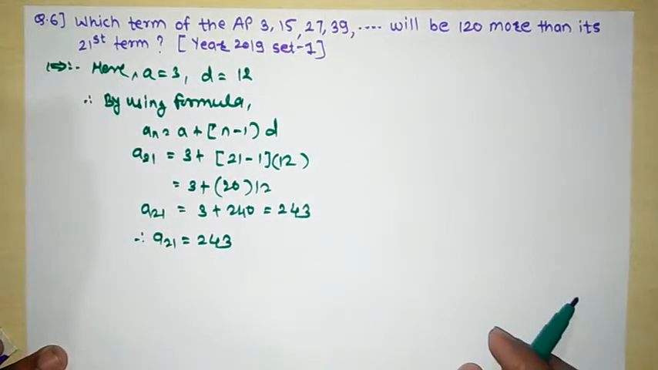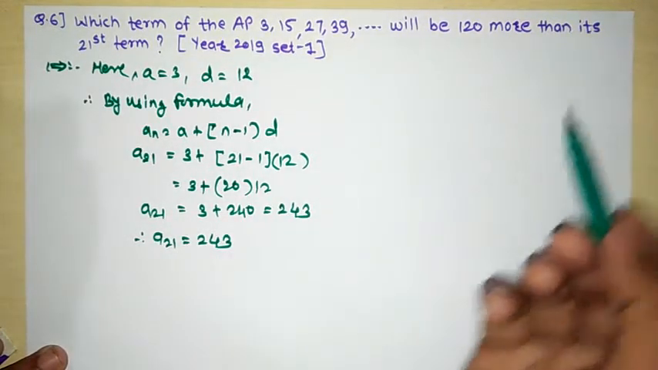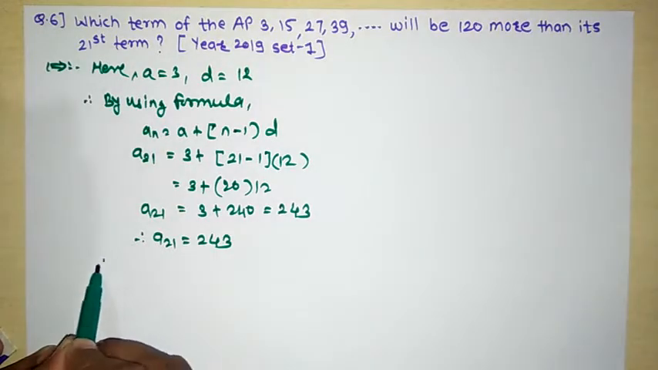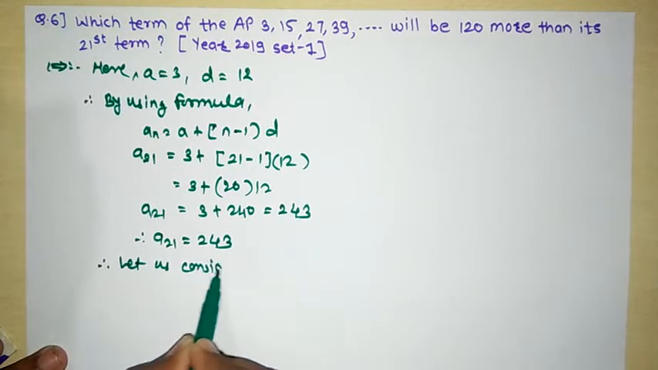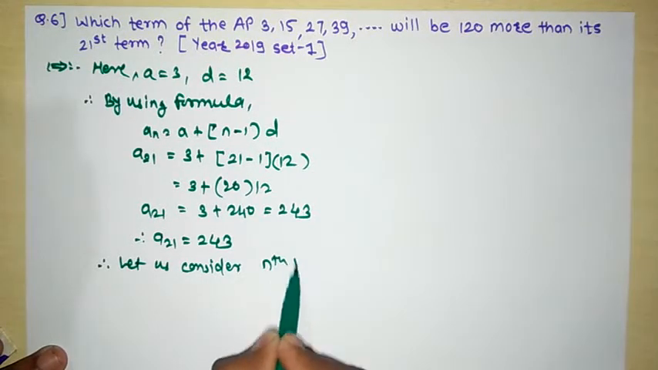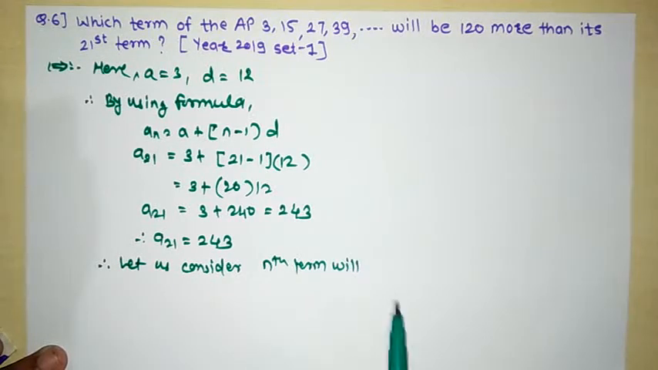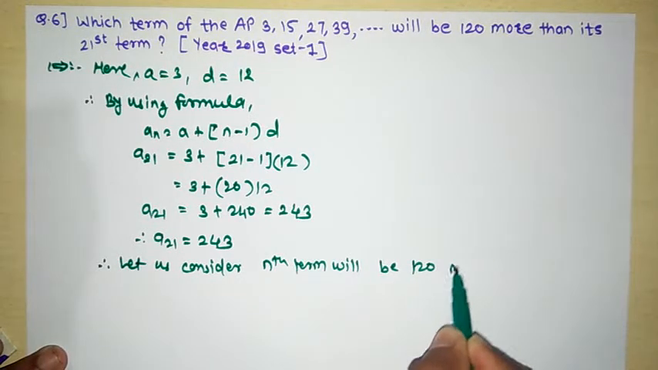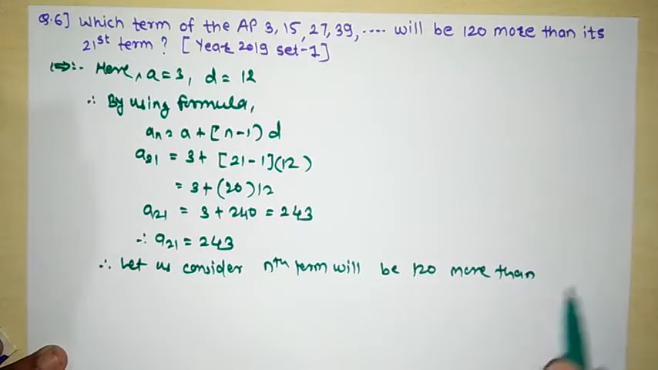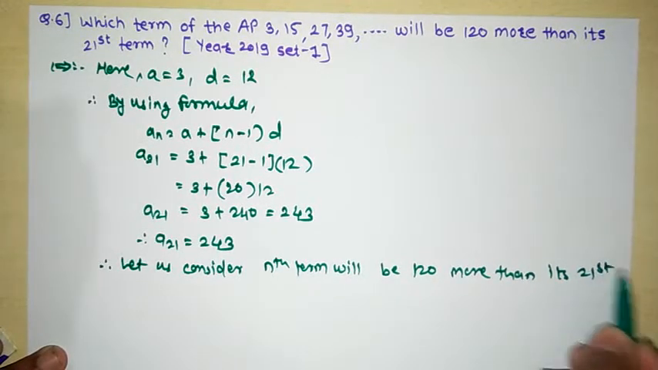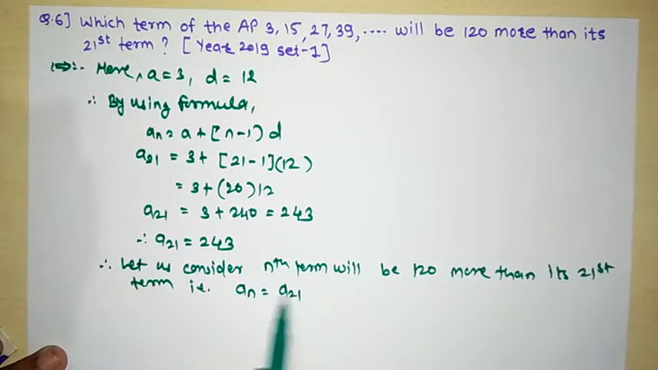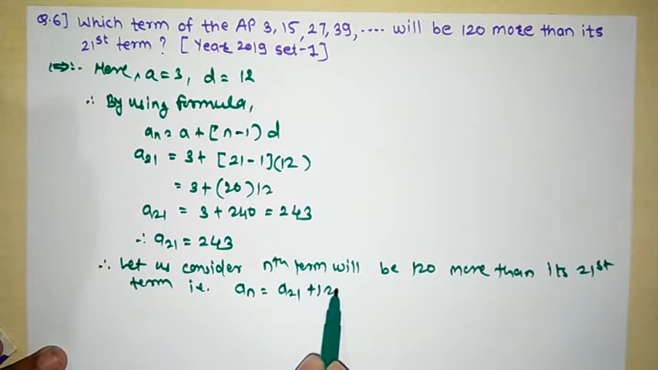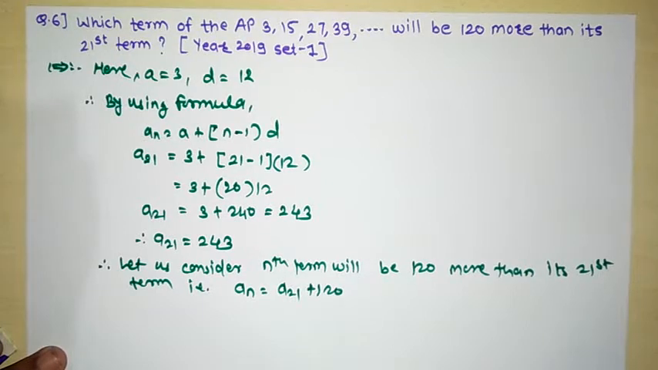But what we have to find? Which term will be 120 more than its 21st term? That is, let us consider the nth term will be 120 more than its 21st term. That is an is equal to the 21st term plus 120. That is 120 more than its 21st term.